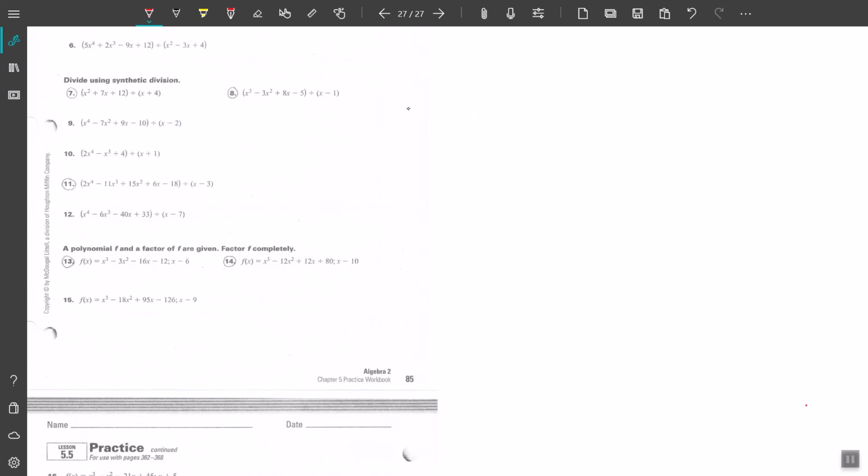All right, we'll do the same thing for number 8. I'm going to write the coefficients. First I'll draw out my little half rectangle, put the coefficients here, being careful to be mindful of the fact that all the terms are there, so I don't have to hold any spot with a 0.